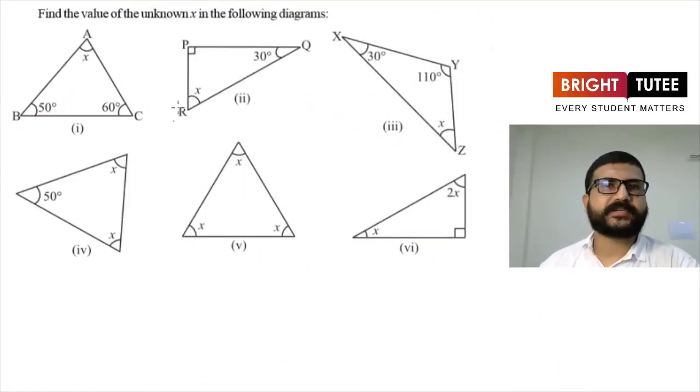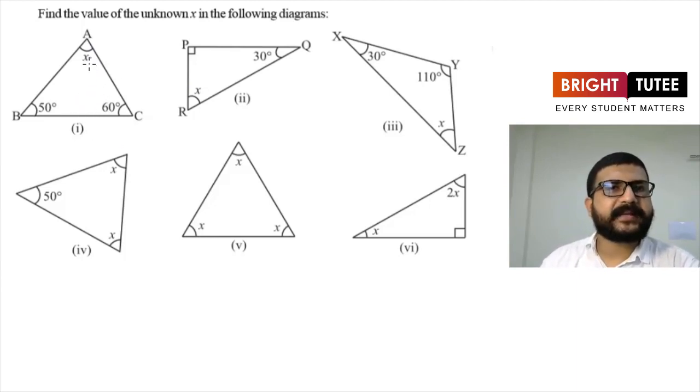Now let's see this question. The question here is, find the value of unknown x in the following diagrams. So a few triangles are given to us and some of their angles are marked and some of the angles are unknown and they are written as x. We have to find the value of x in each and every triangle here. So let's start with the first triangle.